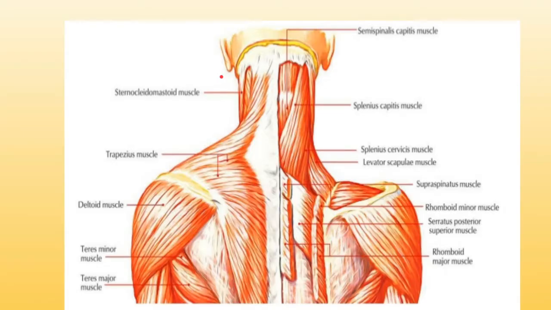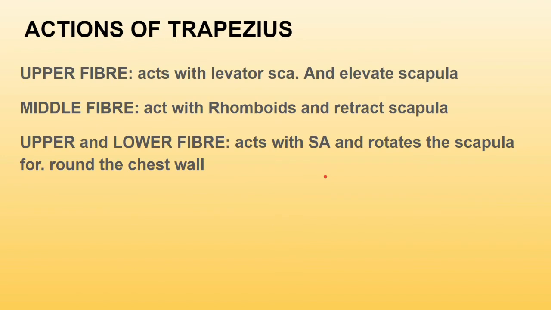Levator scapulae is over here. This is the levator scapulae. So this trapezius muscle along with the levator scapulae muscle will actually cause the elevation of the scapula, as in shrugging your shoulders. Okay, so when you shrug your shoulders, the upper fiber of trapezius muscle and levator scapulae act together.